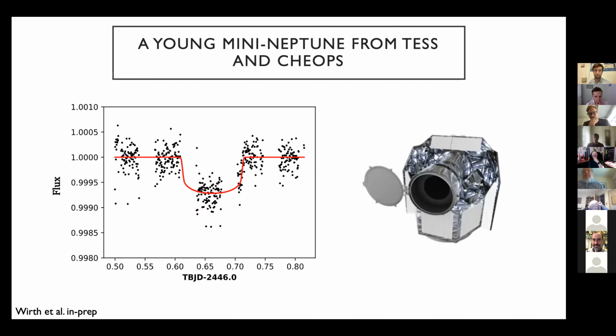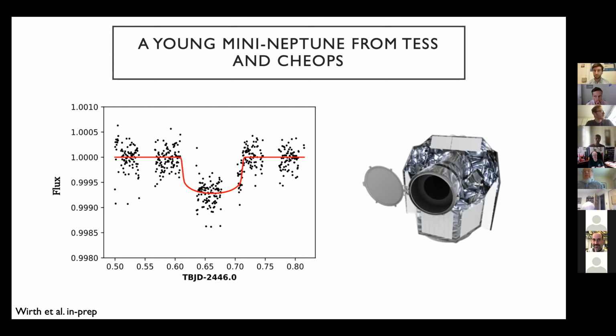So now that we know that it's a young star and it's a young mini Neptune, of course, we want to go back now and do things like measuring the obliquity. However, due to the noise of this light curve, because it's a young star, there's a lot of uncertainty on parameters like the transit center timing, the period, that kind of thing.